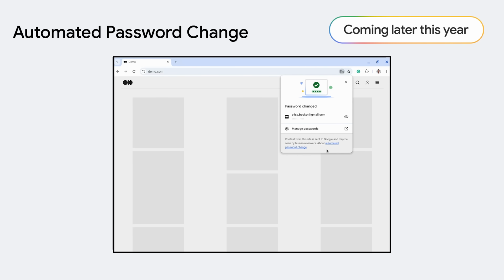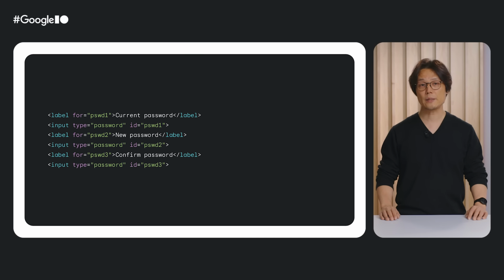There are small changes you can make to help automated password change work more reliably, and these can also help your website realize the full benefit from any password manager. Firstly, it's sometimes hard for password managers to understand your form structure. The HTML for a typical change password form looks like this. A current password field and two password fields for the new password.